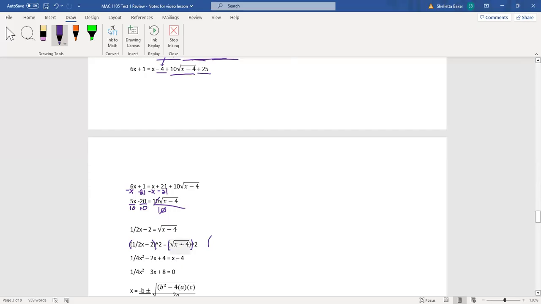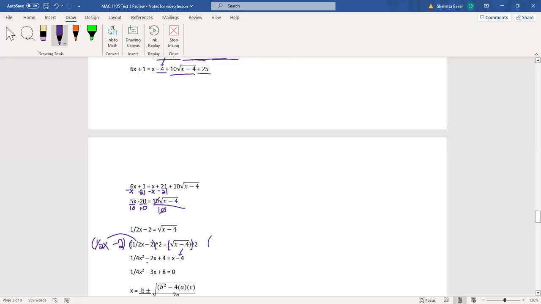The square root of x minus 4 squared is just going to be x minus 4 without the radical on the right side. On the left side, we have to expand this and multiply that binomial, 1/2 x minus 2, times itself. So we distribute: 1/2 x times 1/2 x gives us 1/4 x squared. The minus 2 times 1/2 x is minus 1x. And then another minus 2 times 1/2 x, that together would be a minus 2x. The 2 times the 2 will give us 4. Negative times negative makes that positive 4.